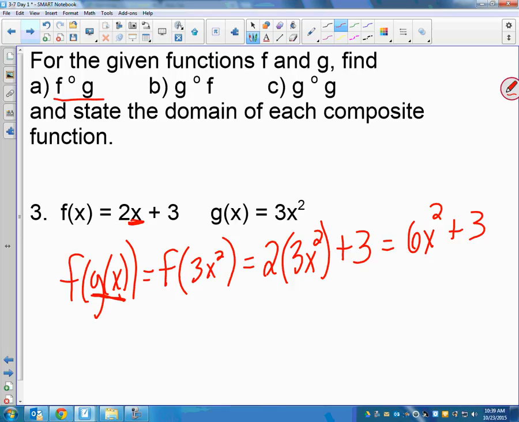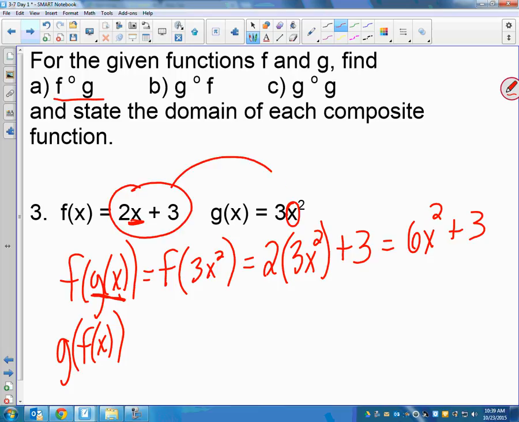What if you did g of f? What does that look like? Again, now f is the inside function. I'm putting it into g. So wherever there's an x in g, I'm going to replace it with that f function. So now that's going to be 3 times, instead of x, it's going to be 2x plus 3 squared.